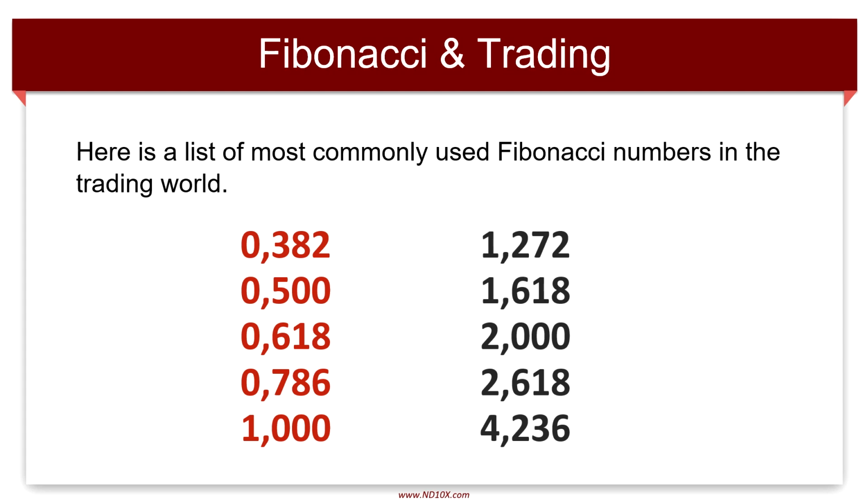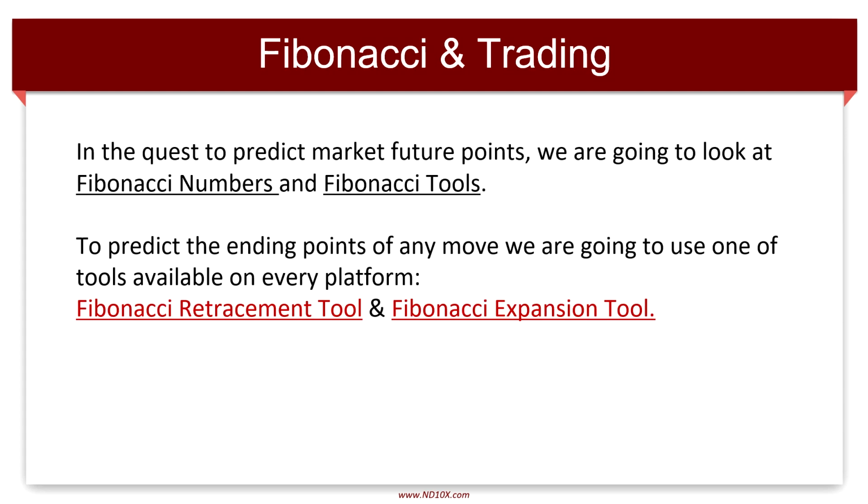Here is a list of the most commonly used Fibonacci numbers in the trading world: 38.2, 50, 61.8, 78.6, 100, 127.2, 161.8, 200, 261.8, and 423.6. In the quest to predict future market points, we are going to look at the Fibonacci numbers and Fibonacci tools. To predict the ending points of any move, we are going to use tools available on every platform: the Fibonacci retracement tool and the Fibonacci expansion tool.